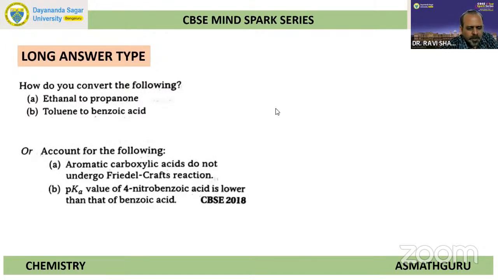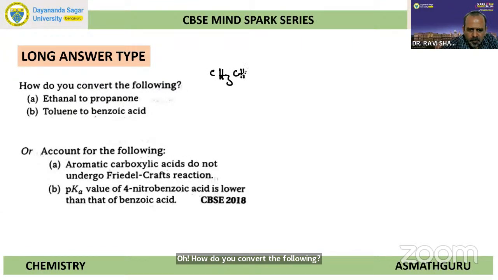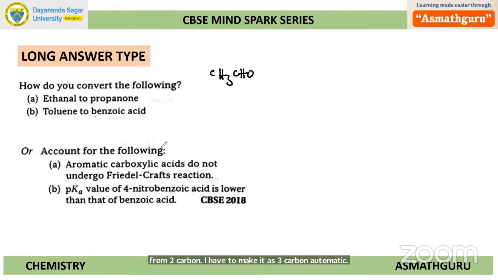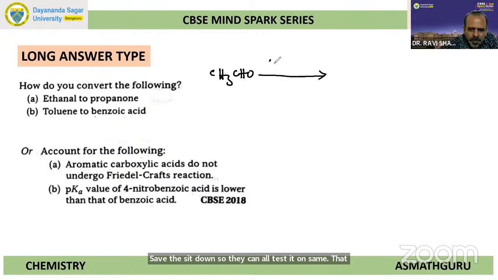How do you convert the following? Ethanal to propanol. What is ethanal? CH3CHO. Now I have to convert it into propanol, which means from 2 carbons I have to make 3 carbons. How to make it? Anybody? Same as acetone, sir. Very simple. Treat with Grignard reagent, CH3MgBr.